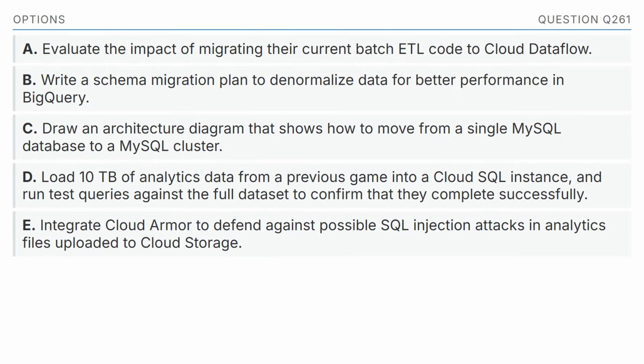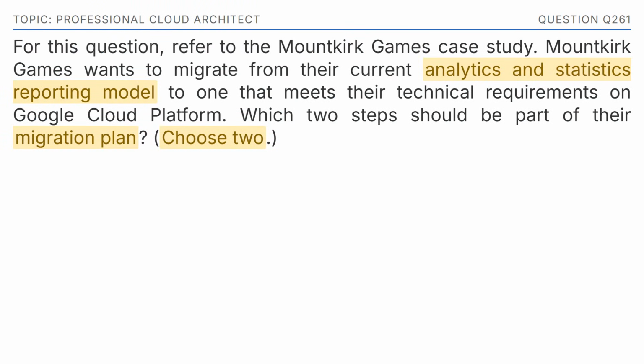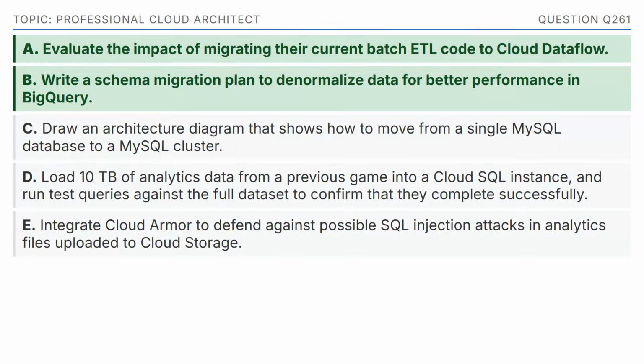Option E, integrate Cloud Armor to defend against possible SQL injection attacks in analytics files uploaded to Cloud Storage. To arrive at the correct answer, we focus on the keywords: analytics and statistics reporting model, migration plan, choose 2. The correct answers are option A, evaluate the impact of migrating their current batch ETL code to Cloud Dataflow. And option B, write a schema migration plan to denormalize data for better performance in BigQuery.